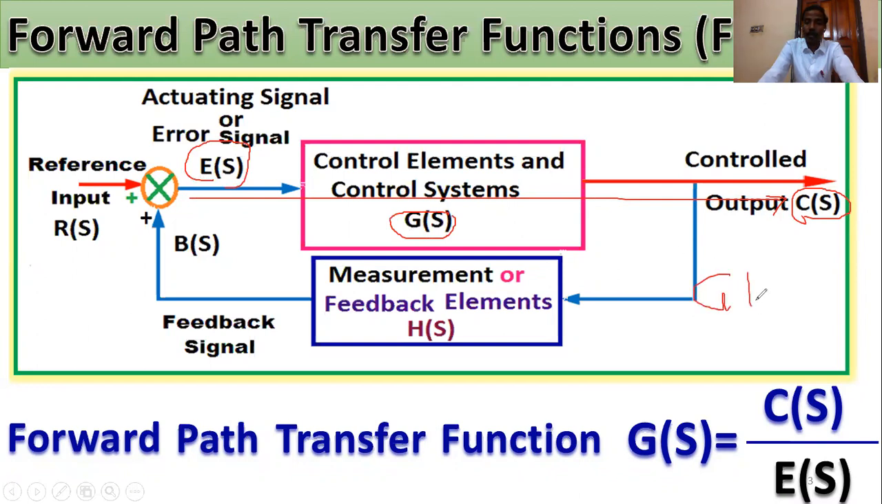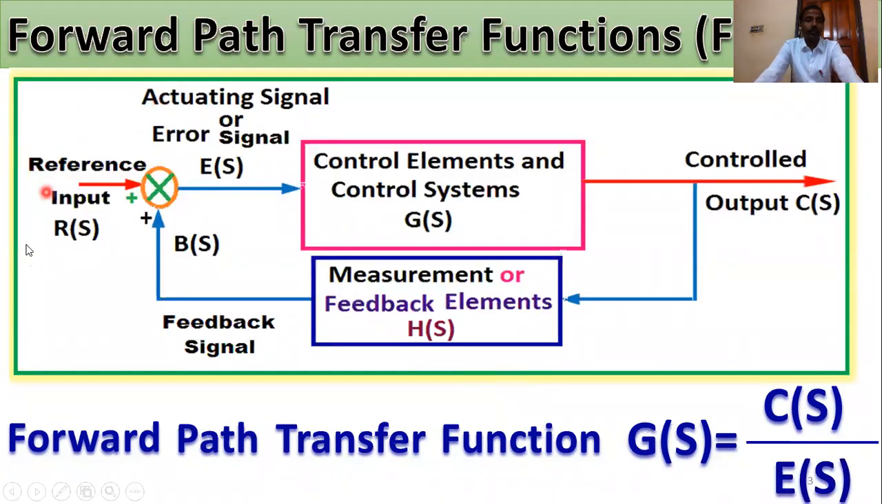So G of S is equivalent to what? G of S equals output C of S by E of S, or C of S equals G of S into E of S. This is the forward path transfer function.